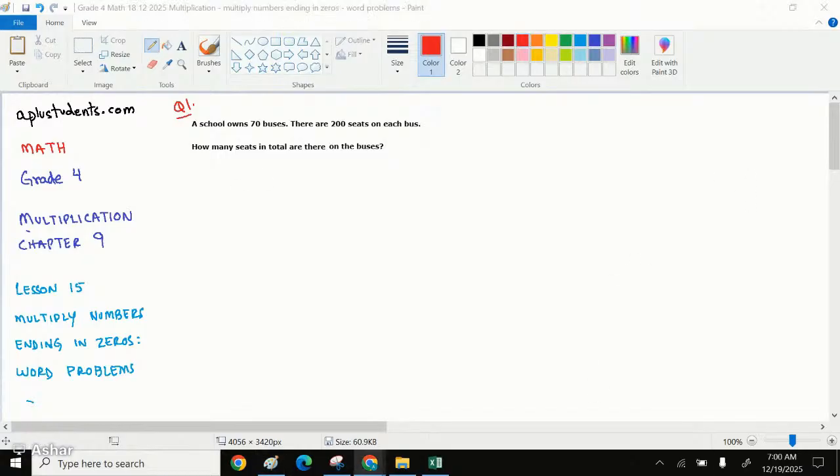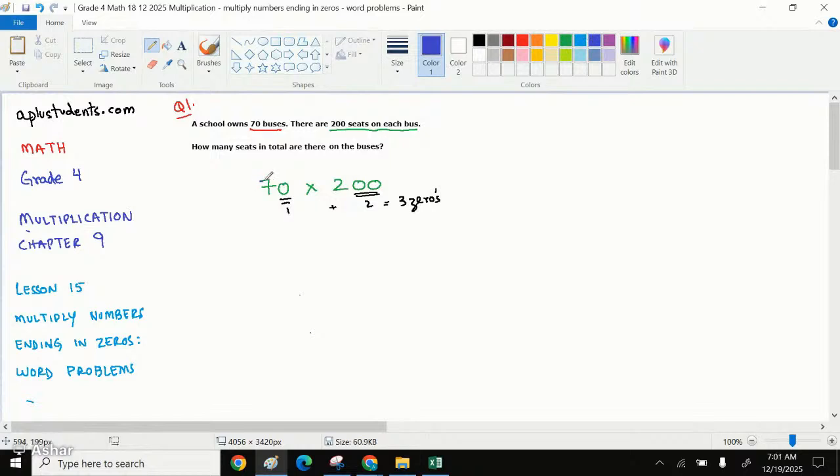So what we need to do is simplify. That means for 70 buses, each bus has 200 seats. So we need to multiply 70 by 200 to find the total number of seats. What we can do is count the number of zeros. How many zeros are there? 1 zero, 2 zeros. That means the total number of zeros would be 3 zeros.